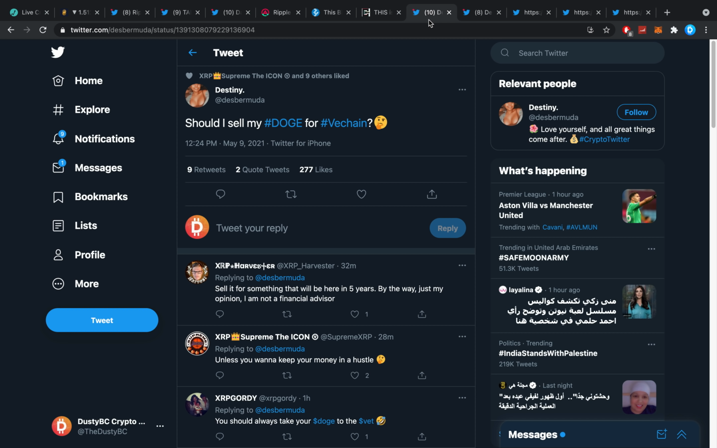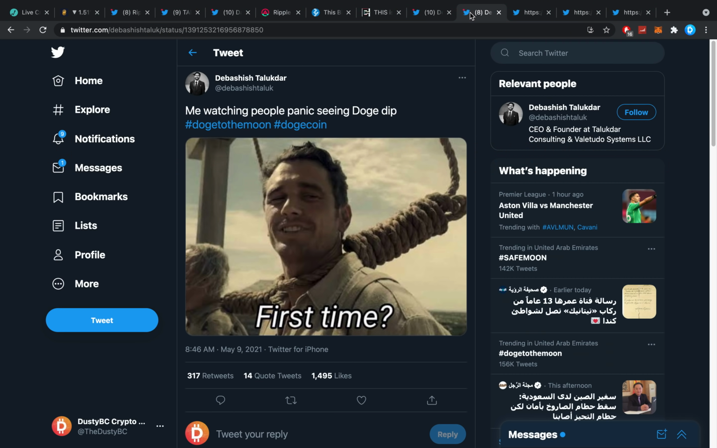Shorting, like I did, is only good for a little bit of time. But there's a good chance that Doge is going to rebound and really just prove all these haters wrong. I still believe Doge can hit $1 per coin. I'm not going to lie with you, right?